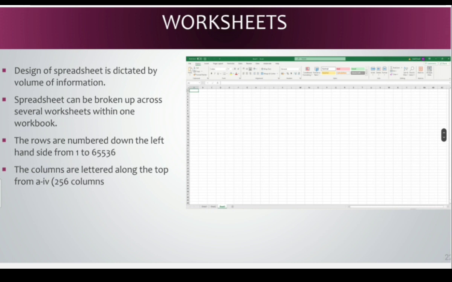Next, design of spreadsheet is dictated by volume of information. जितनी ज़्यादा information होगी उसी के मुताबिक इसका डिज़ाइन जो है वो बनेगा. Spreadsheet can be broken up across several worksheets within one workbook. एक ही वर्कबुक में बहुत सी वर्कशीट्स हो सकती हैं. The rows are numbered down the left hand side from 1 to 65,536 and the columns are lettered along the top, from A to 256 columns.